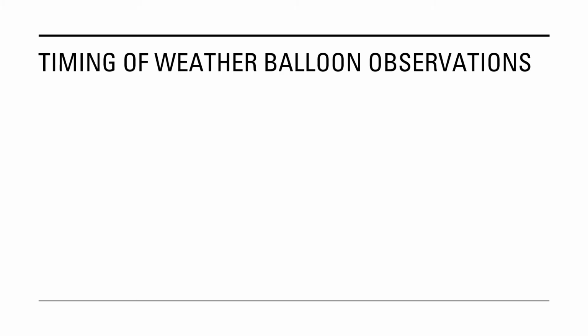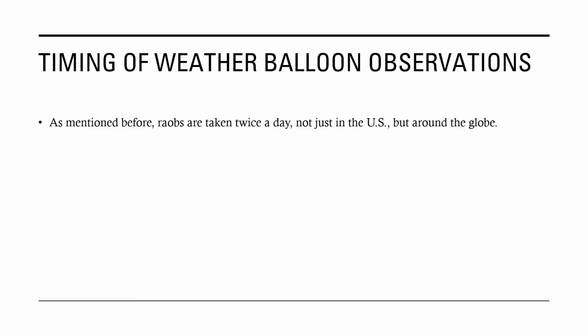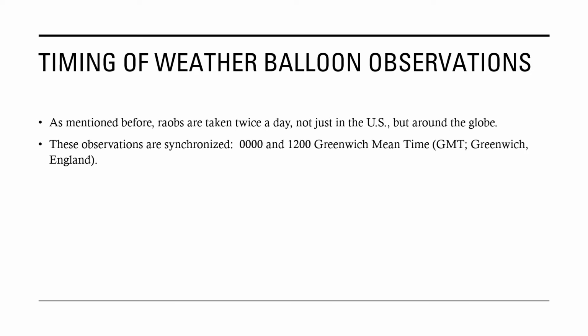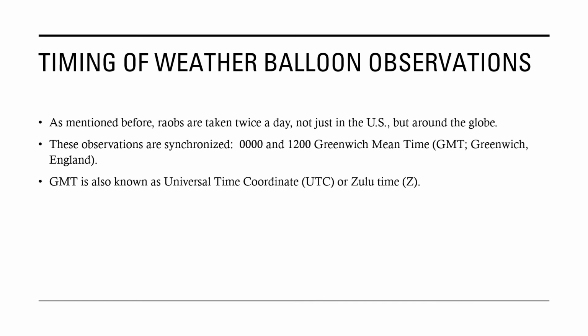For now, we're going to talk about the timing of the weather balloon observations. Raob observations are taken twice a day, not just in the US, but around the globe. These observations are synchronized, okay? So at 0 and 1200 Greenwich Mean Time, for Greenwich, England, we take observations twice a day. And GMT is also known as Universal Time Coordinate or Zulu time, so it has several names. You may see Z time on some of the websites that we use throughout the videos.